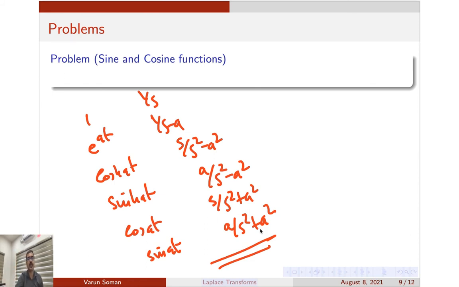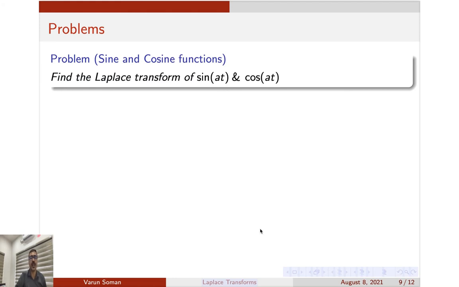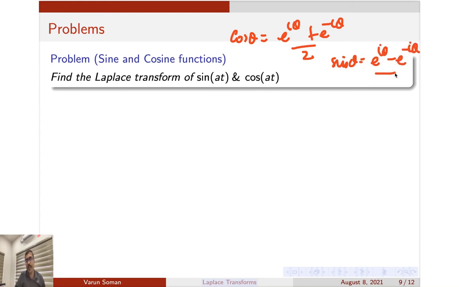Okay, so we'll be using the sine and cosine function here. So let us try to find the transform of sin at and cos at. There are many methods. One method I am going to give you as homework, which you have to do. If you have studied complex numbers, I hope you know what is the value of cos theta. Cos theta is e raised to i theta plus e raised to minus i theta by 2, and sin theta is e raised to i theta minus e raised to minus i theta by 2i.